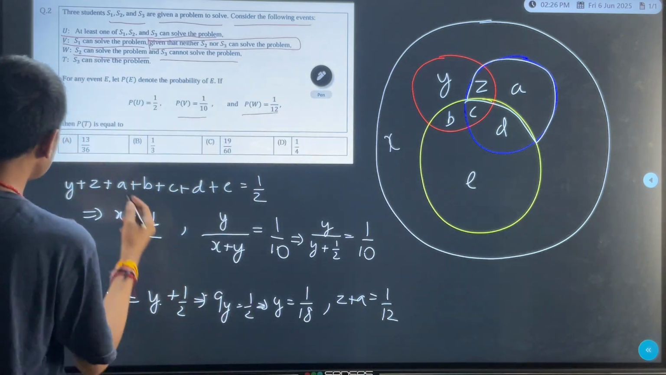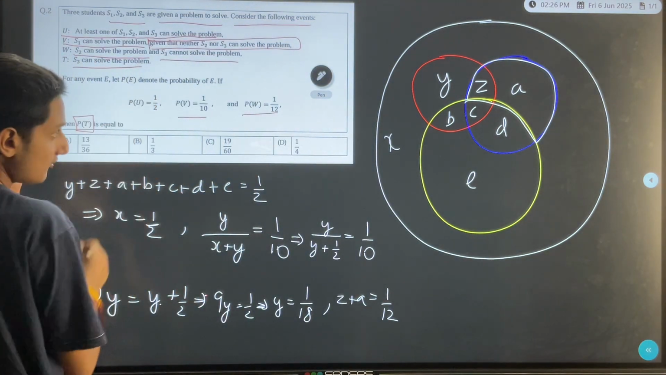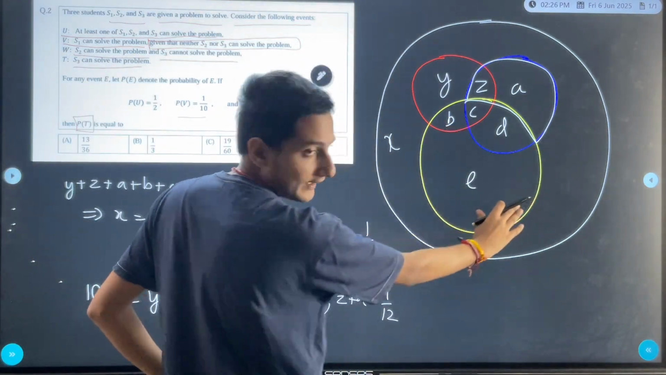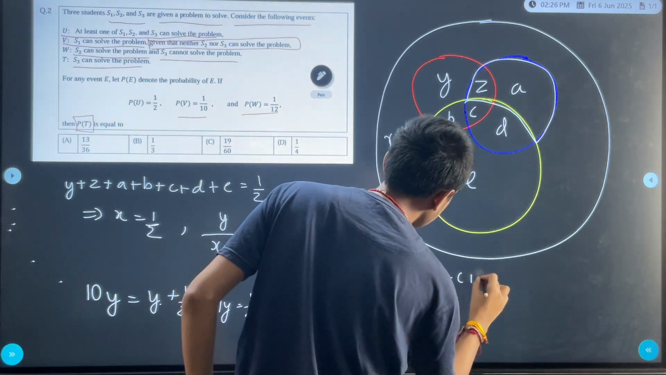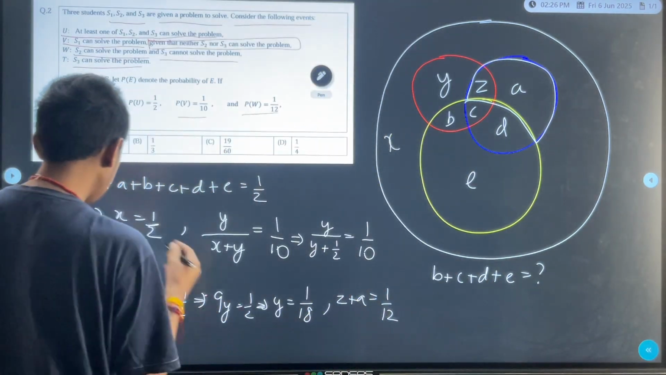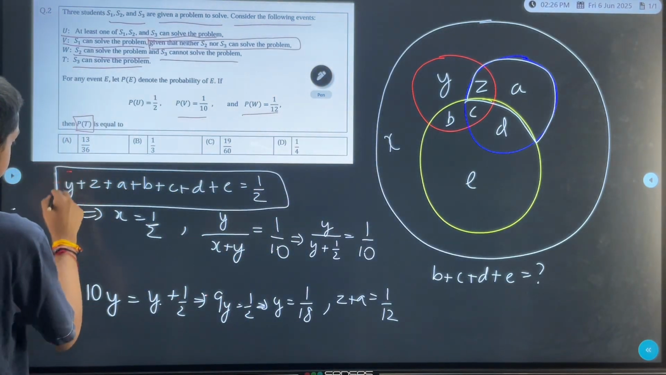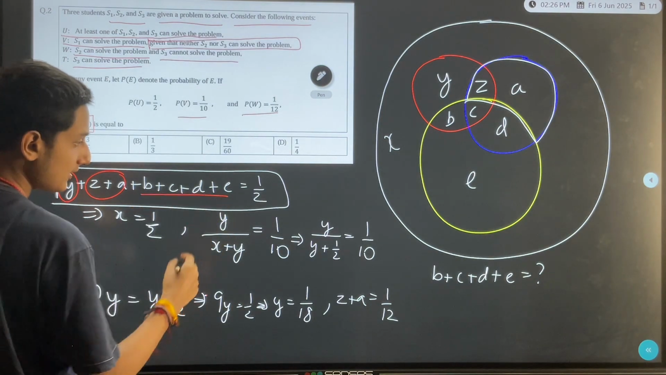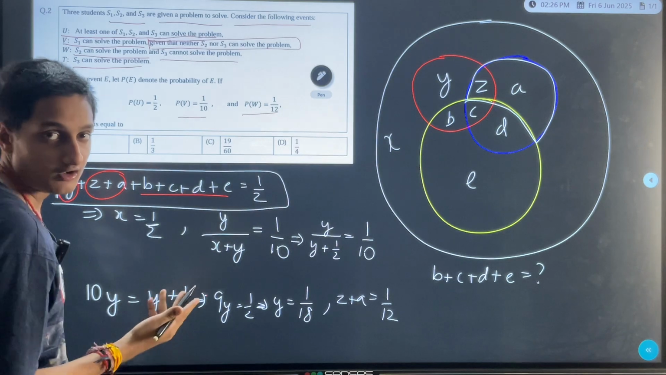And we have been asked to find probability of T, which is where S3 can solve the problem. S3 solving the problem is this entire yellow circle, which is B plus C plus D plus E. But we already have this equation from the start, and we know the values of Y and Z plus A.